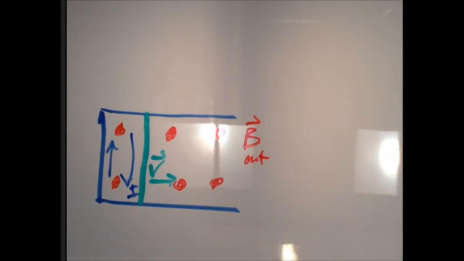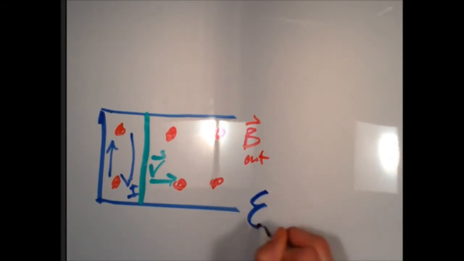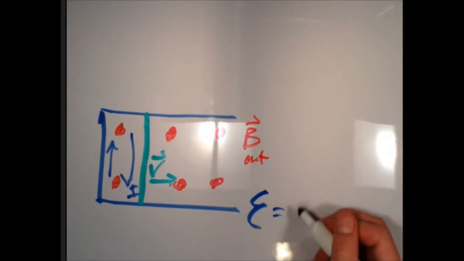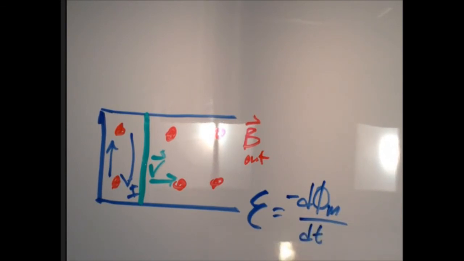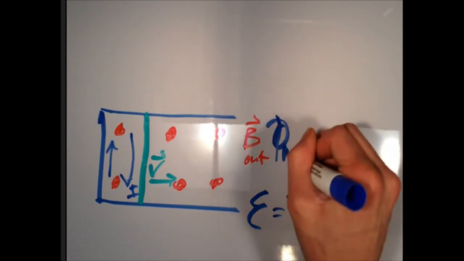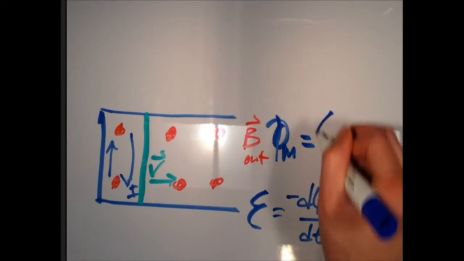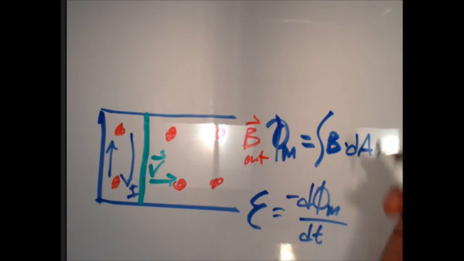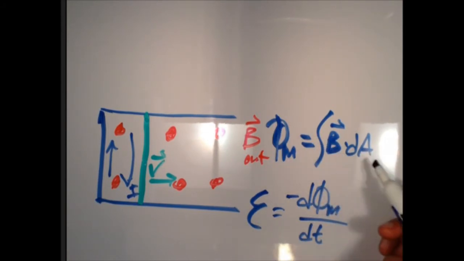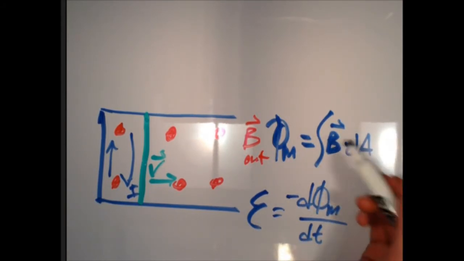Okay, now how much current? Well, remember that the voltage is equal to the change in flux over the change in time. How is the flux changing? Well, remember, flux is equal to the integral of B times dA, how the magnetic field and area change with respect to time, the product between those two.